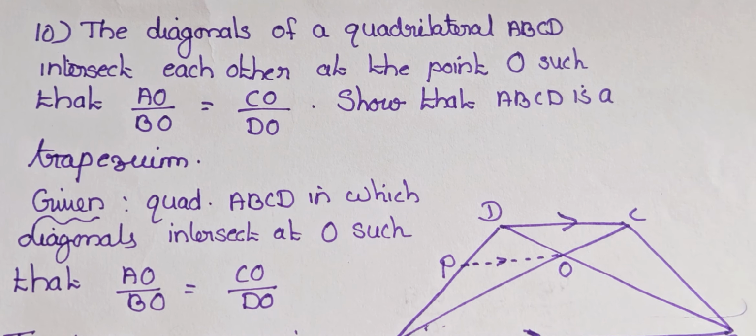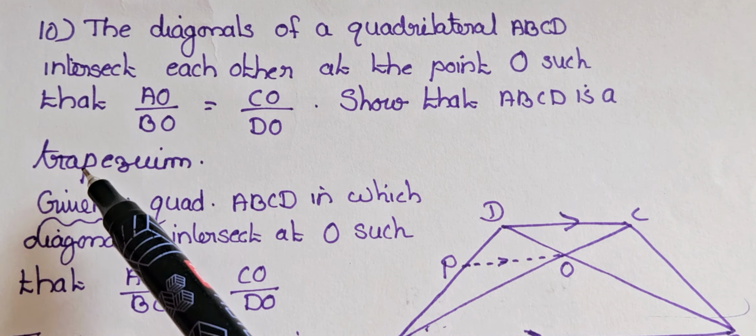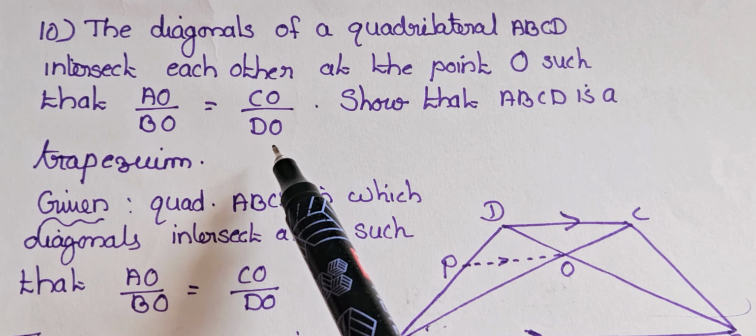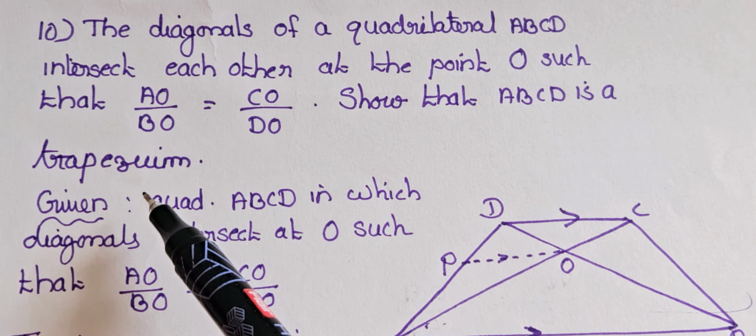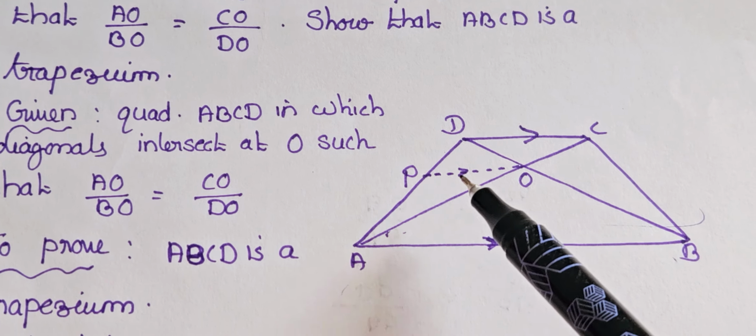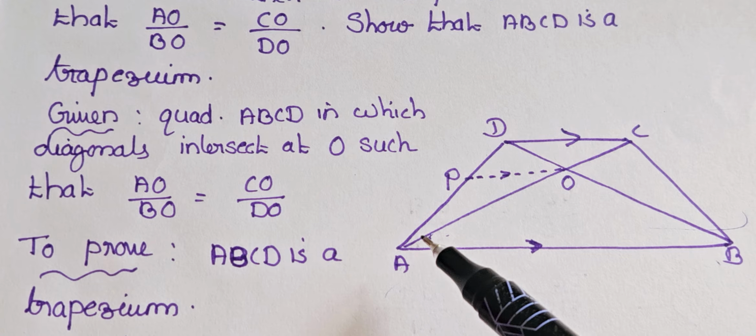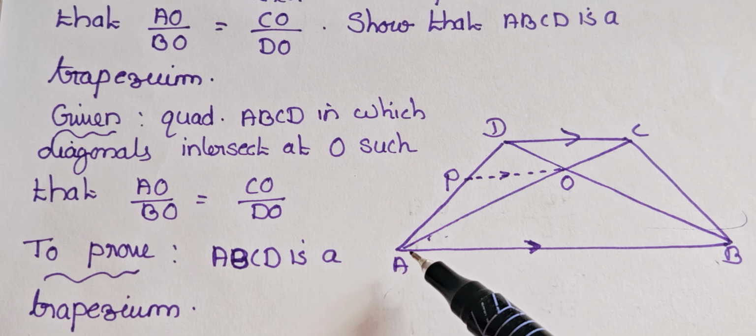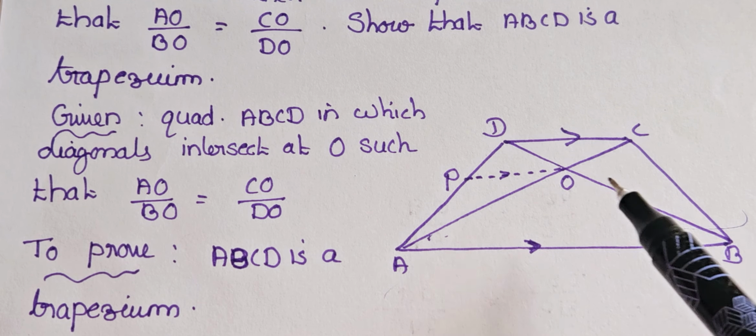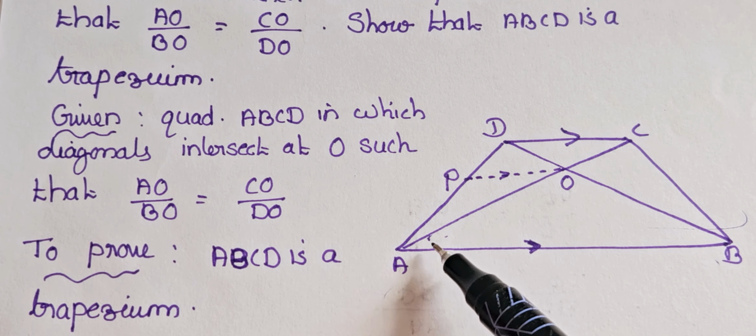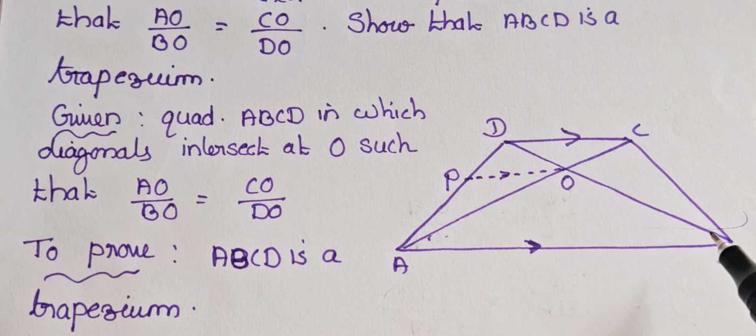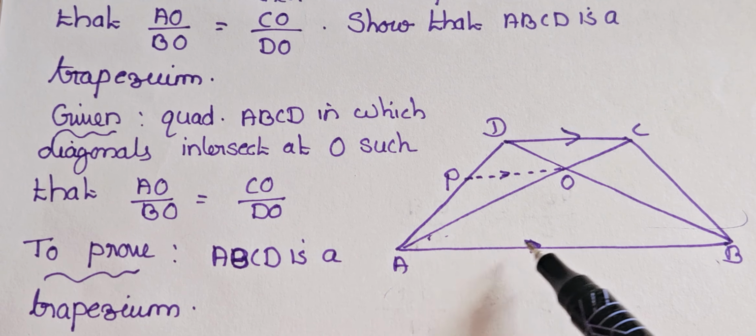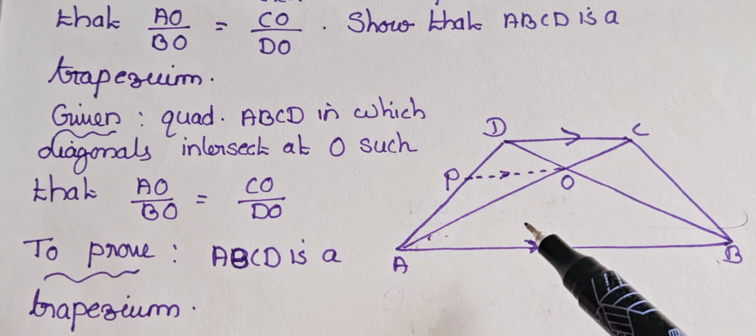10th question. The diagonals of quadrilateral ABCD intersect each other at point O such that AO by BO equal to CO by DO. Show that ABCD is a trapezium. Given a quadrilateral ABCD in which diagonals AC and BD intersect at O such that AO by OB equal to CO by DO, and we have to prove that quadrilateral ABCD is a trapezium.